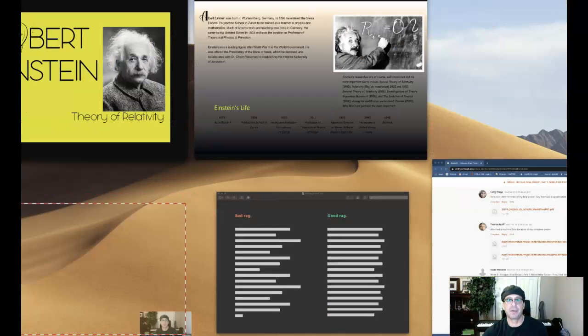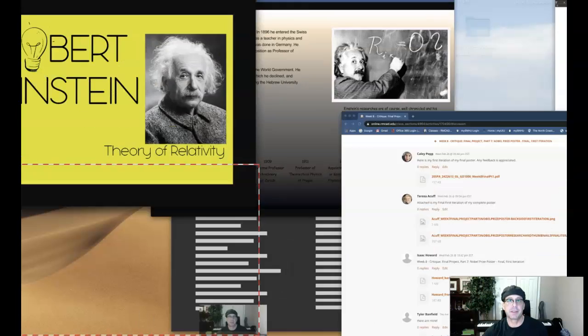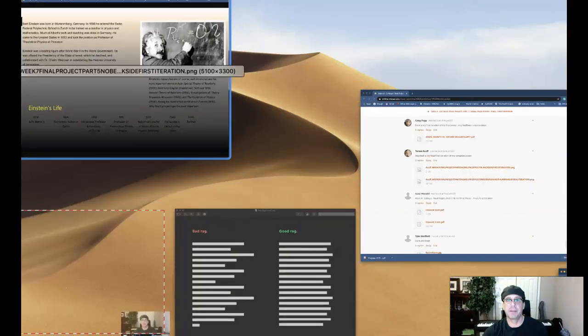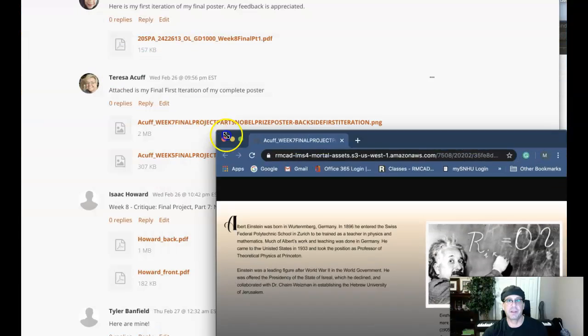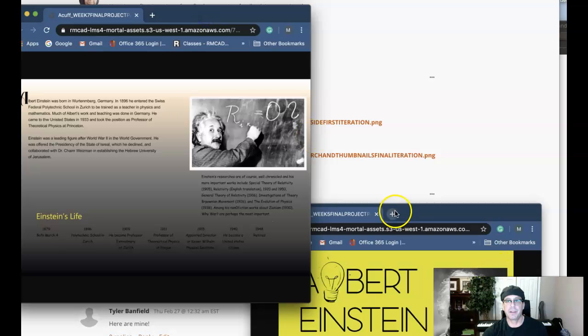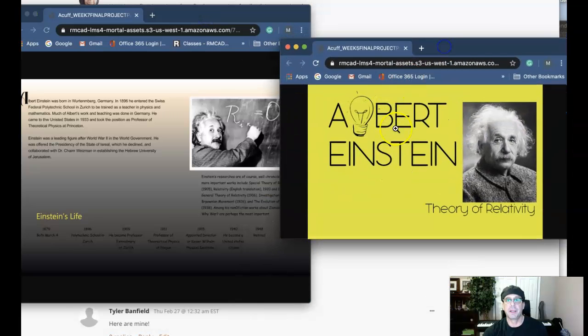So what I'm going to do here is this. I'm just going to take this and reduce the heck out of it. I'm going to take this and reduce the heck out of it. I'm going to put both in the same window. And I want you to look at this and tell me, do these look like they are part of the same campaign? In other words, do these look like they were designed by the same designer at the same time?